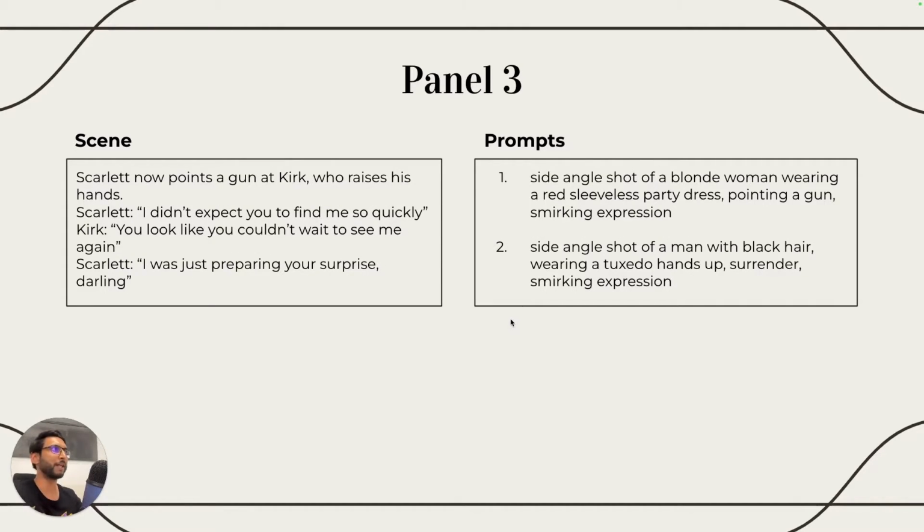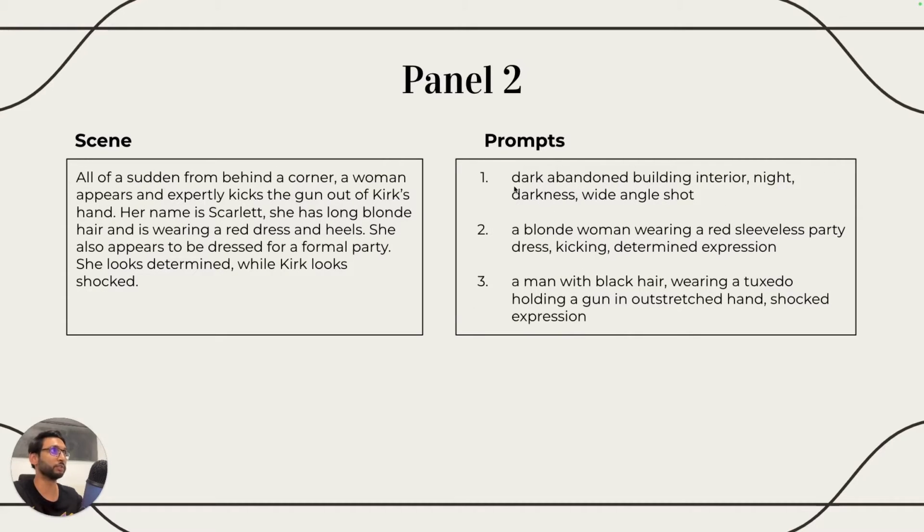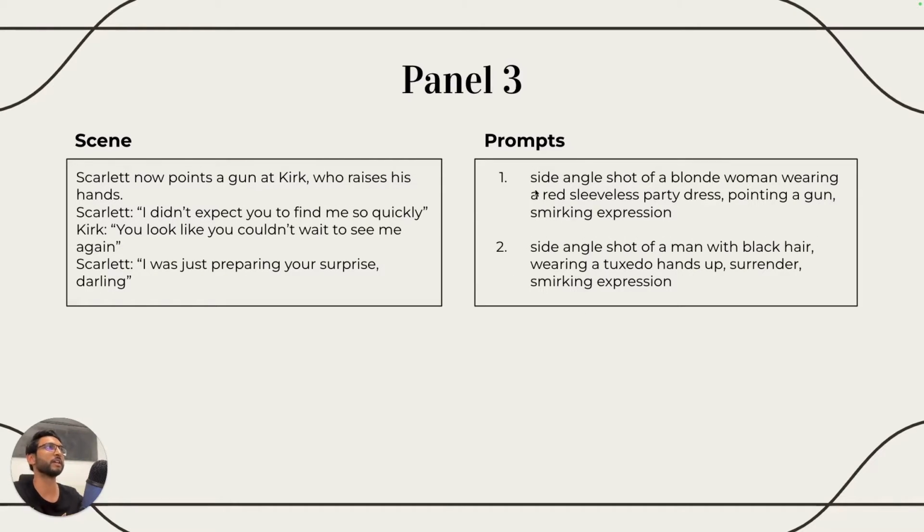Now, when we move to panel 3, this is again a multi-character complex sort of composition. I've got only 2 prompts here because I'm actually going to reuse the location, which is the dark abandoned building, from my previous generation. We're going to look at how to do that. So here I've got a side angle shot of a blonde woman wearing the same clothes, pointing a gun with a smirking expression, right?